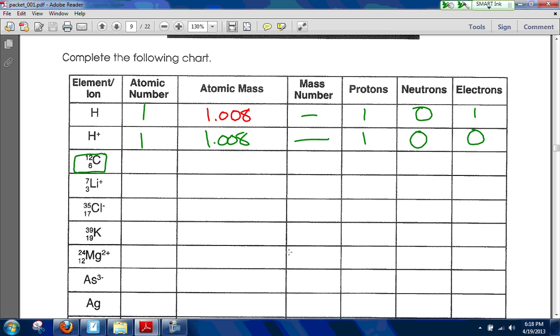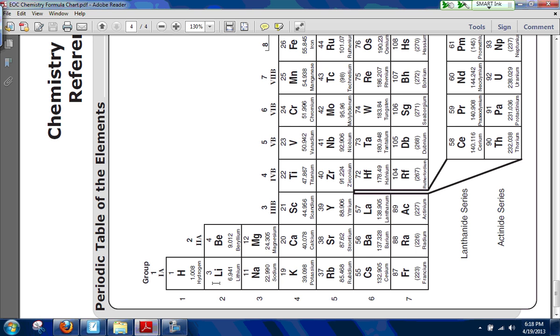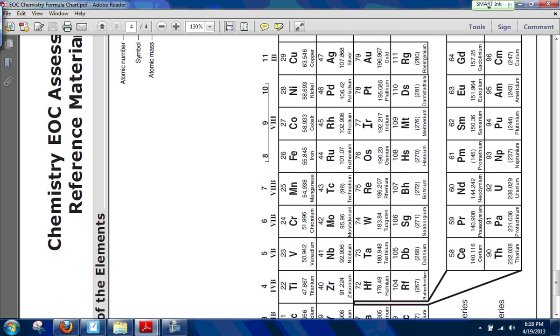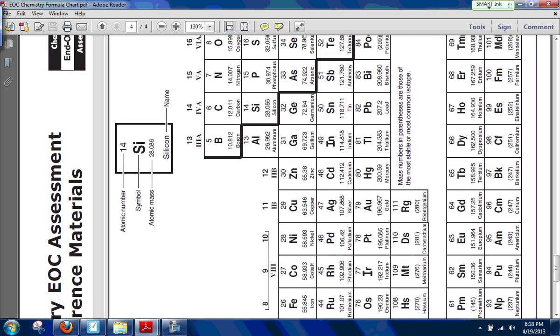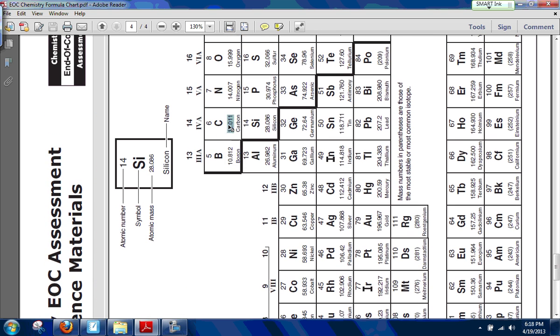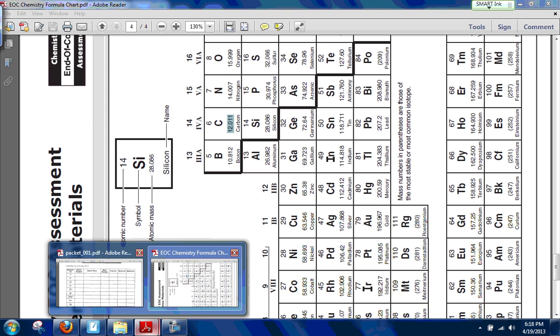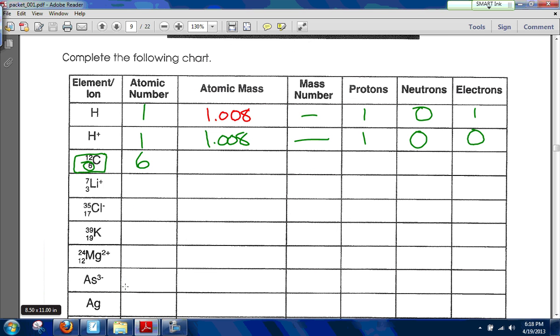Carbon is atomic number 6. I can look that up on the periodic table, or I can look at this little number right here and see 6. Its atomic mass from the periodic table is going to be 12.011. It's right there. The mass number is right here, and it's just 12.